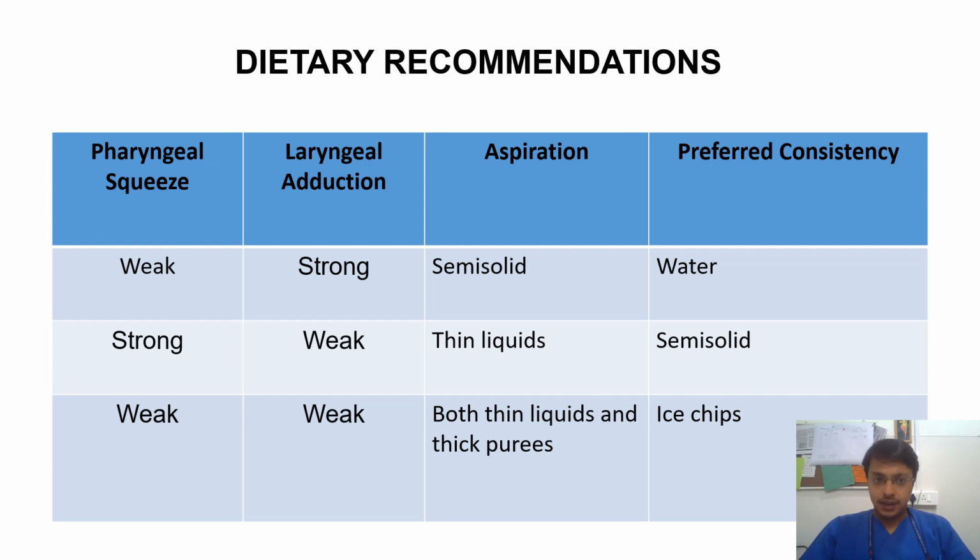Now, this is the summary. If the pharyngeal squeeze of the patient is weak, but there is adequate laryngeal adduction, then patient aspirates semi-solids due to residues. Hence, the preferred consistency is watery. Whereas, if the squeeze is strong and laryngeal adduction is weak with a phonatory gap, then patient tends to aspirate thin liquids, and the preferred consistency should be semi-solids or thickened fluids. Whereas if both are weak, then the patient can aspirate both liquids and semi-solids. Hence, oral feeding is not recommended and only ice chips are given to make the oral cavity moist.